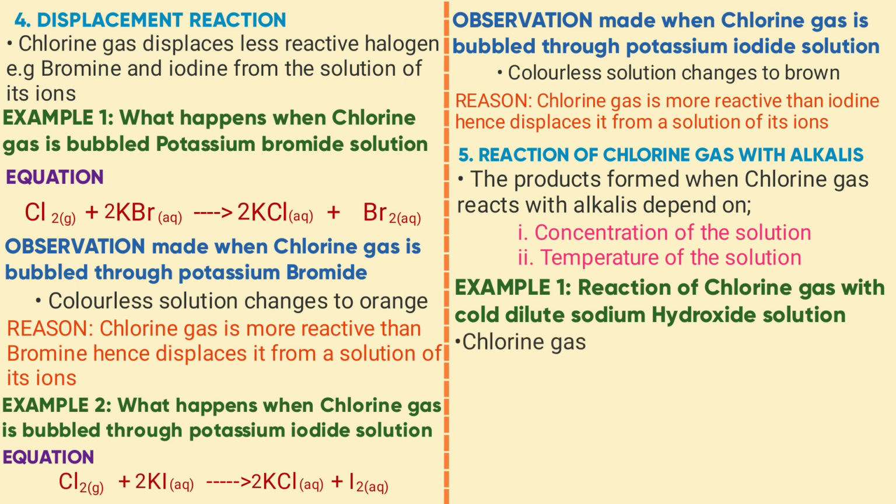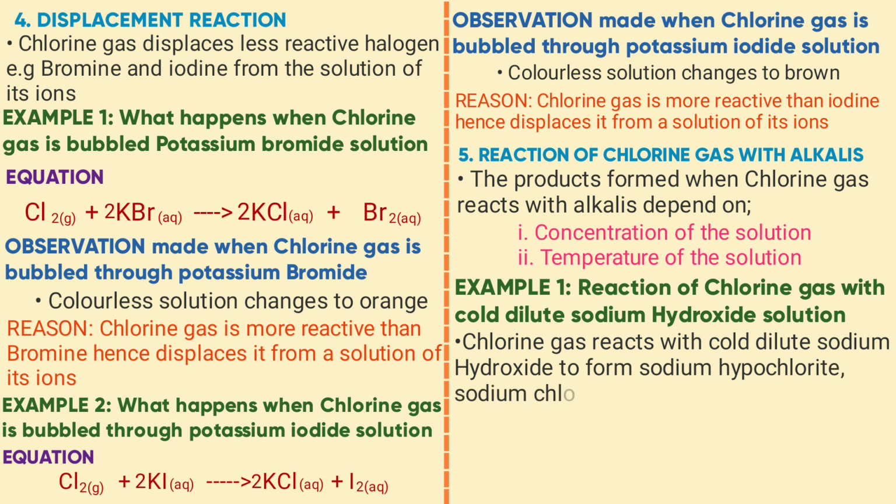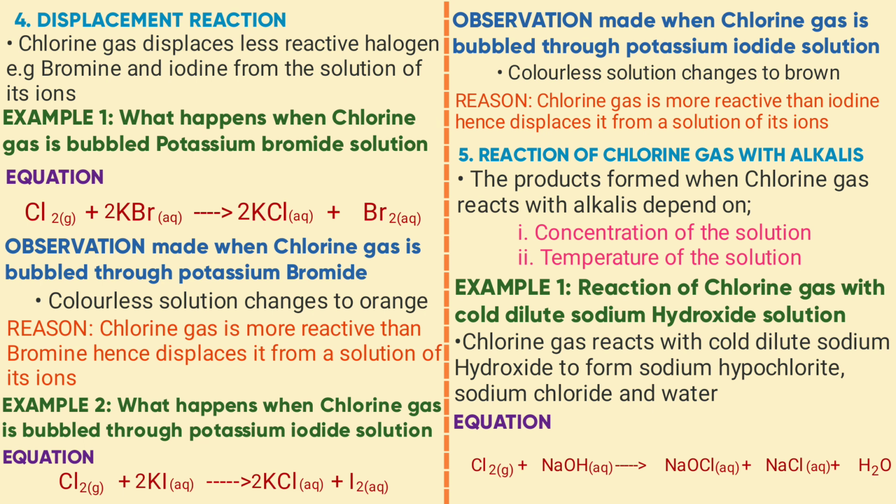Now, chlorine reacts with cold dilute sodium hydroxide to form sodium hypochlorite, also called sodium chlorate(I), and sodium chloride, and then water. The chemical equation is chlorine gas plus sodium hydroxide aqueous, arrow, sodium hypochlorite NaOCl aqueous plus sodium chloride NaCl aqueous plus water H2O liquid. To balance the equation, place 2 where there is sodium hydroxide.